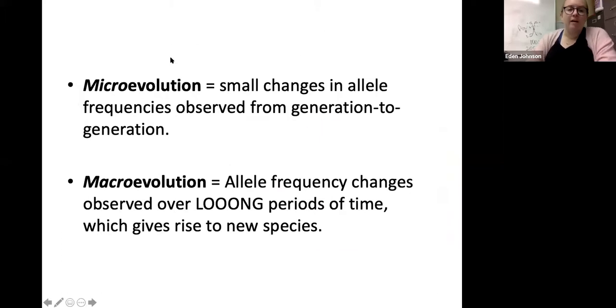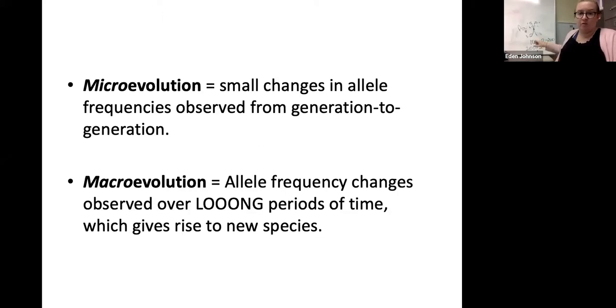All right, microevolution. These are going to be small changes in allele frequencies observed from generation to generation. This is like when a single Swedish person came into a Korean community, interbred, got married, got a little partner, having little babies, and now you have changed the allele frequency in that population. So that's microevolution.